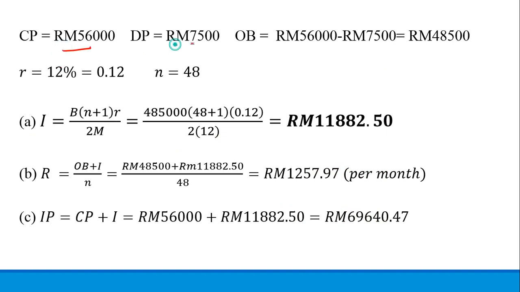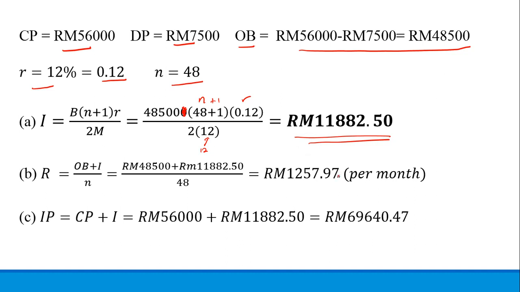Cash price, down payment, original balance is 48,500. And then R equals 12%, which is 0.12, and N equals 48. So B multiplied by N plus 1 times R divided by 2M means 48,500 multiplied by 48, which is N plus 1, and also R, which is 0.12, and in 1 year monthly, it is 12. So you get the interest charge, 1,182.50.